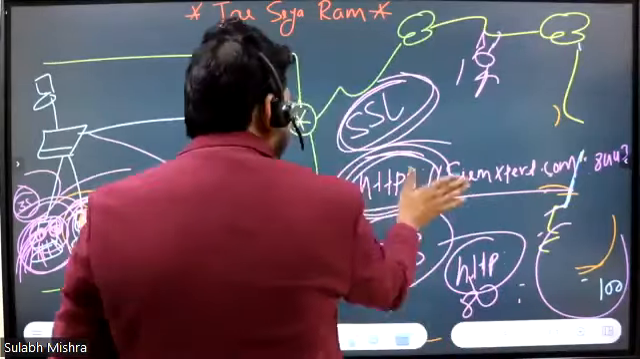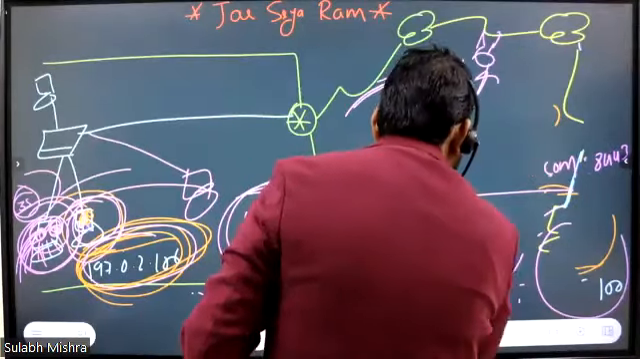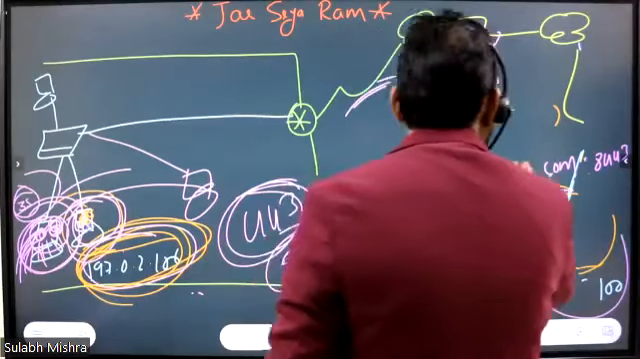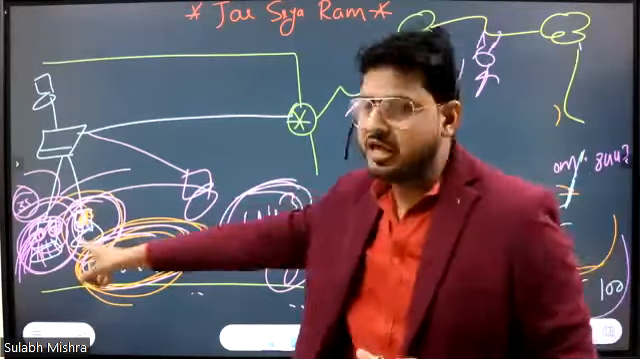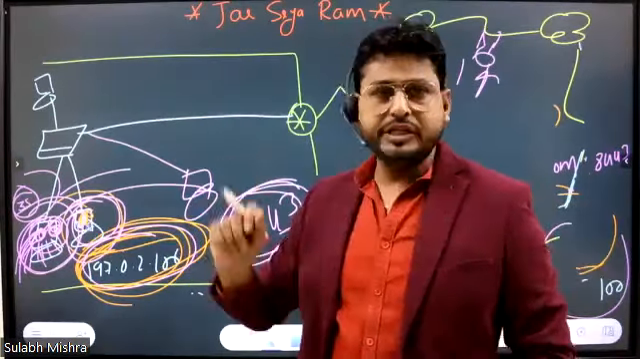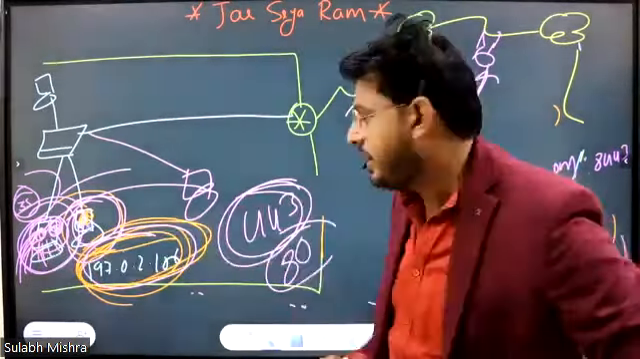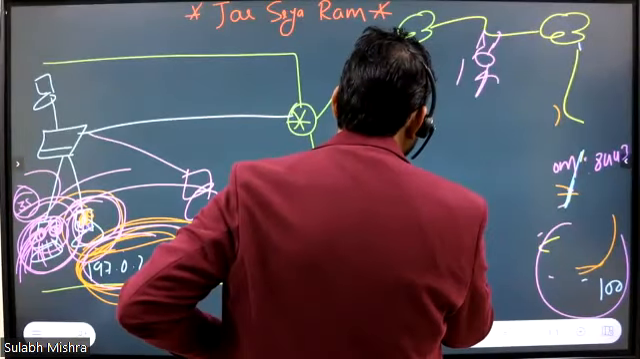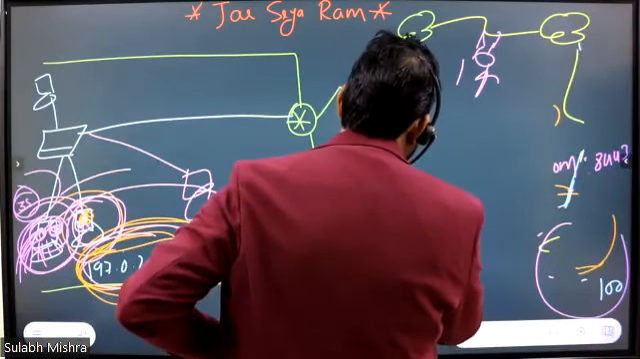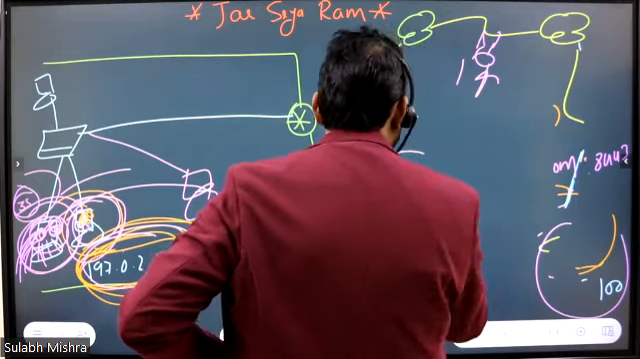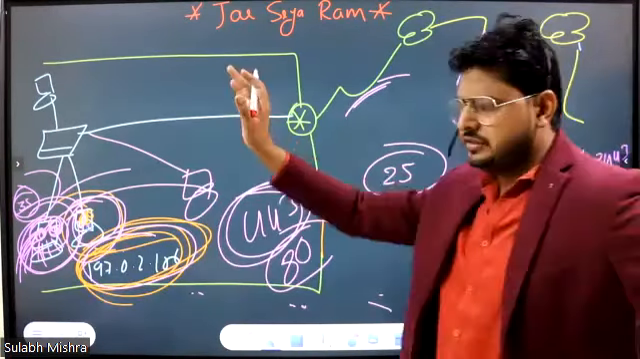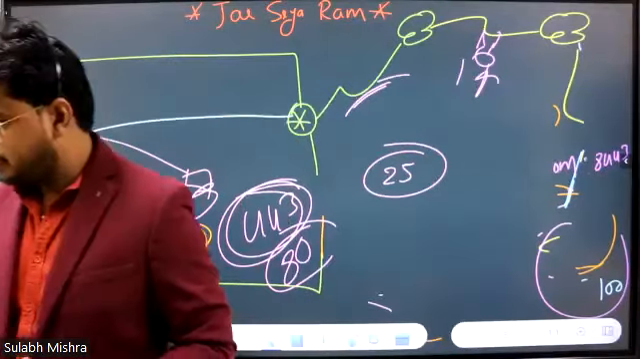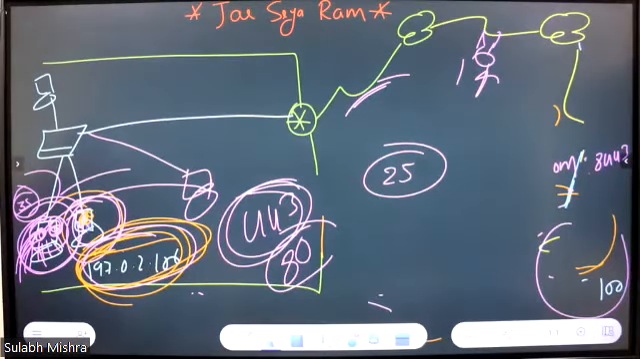For example, now you see the source IP is this particular system's IP address, and the destination IP is this particular system's IP address, and the port number is, for example, 25. Destination port number is 25. So what is this communication about? SMTP. That means what?